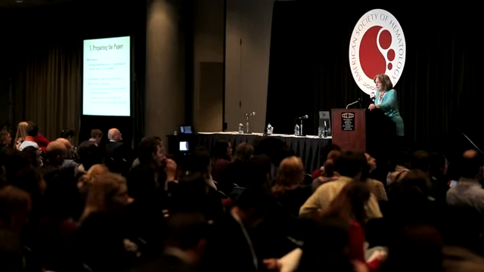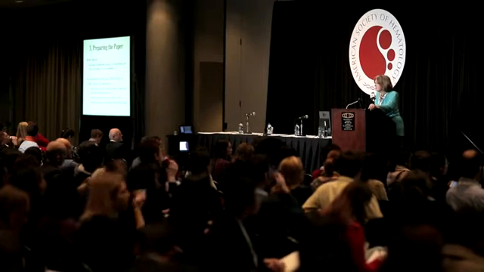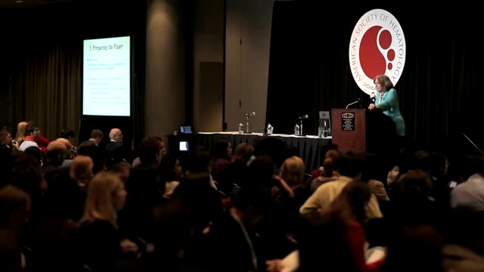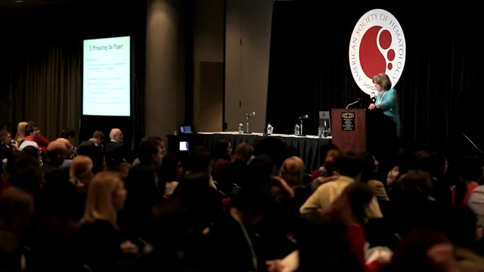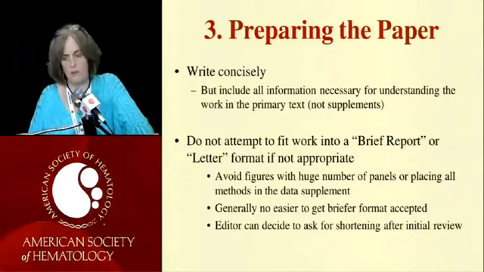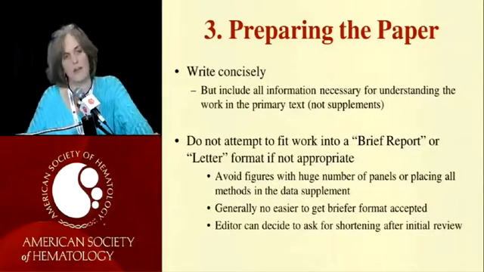That's not okay. But putting primer sequences, putting highly specialized buffers, whatever you want to put in the supplement that you don't need to read to understand what was done in the paper. But to understand what was done in the paper, I think it's important to know whether it was a mouse or a cell line or a human. And some papers literally don't have the information anywhere that you can figure out except going to a supplement. Don't attempt to fit the work into a brief report or other very short format if it's not appropriate.